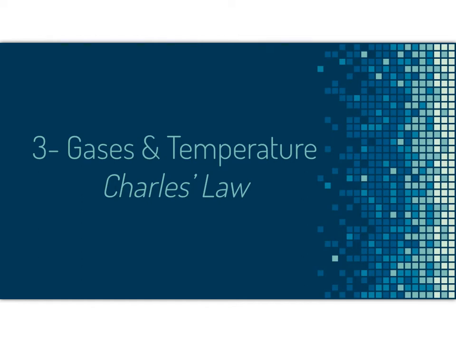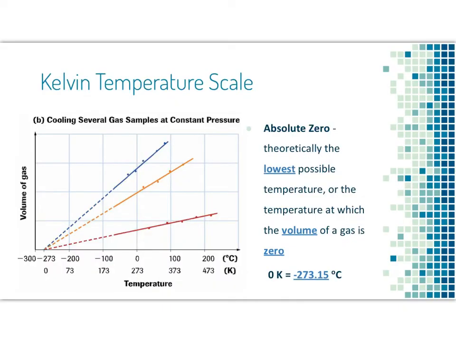Gases and temperature. We're going to take a look at Charles' law today. The Kelvin temperature scale is what we're going to use in lieu of the Celsius scale. This is because Celsius numbers can be 0, which is problematic if you are dividing, because you cannot divide by 0, and they can be negative. I'll show an example of this when we get to our Charles' law, okay?